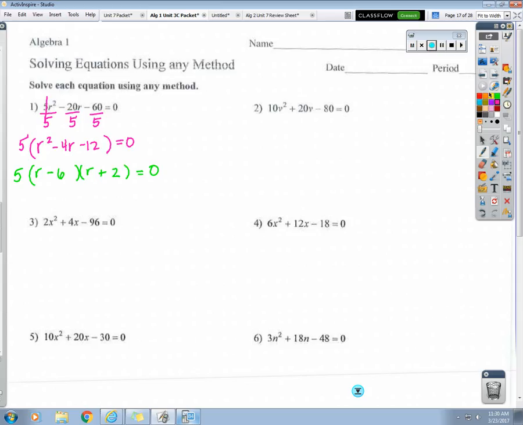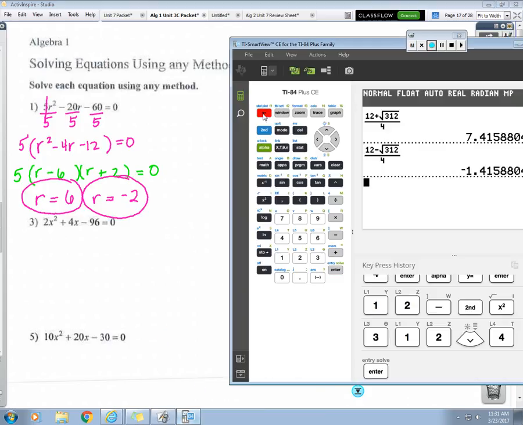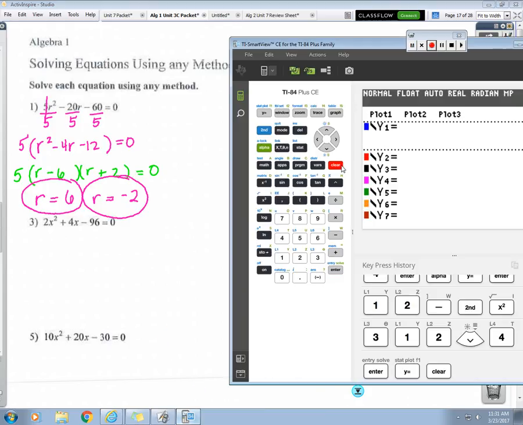But then remember, when they're in factored form, they're the opposite sign of the final answer. So what would your final answers be? 6 and negative 2. So had you worked it with the quadratic formula, you would have also got 6 and negative 2. And then just like always, you can graph it and confirm. Y equals, what? No, this is factoring.